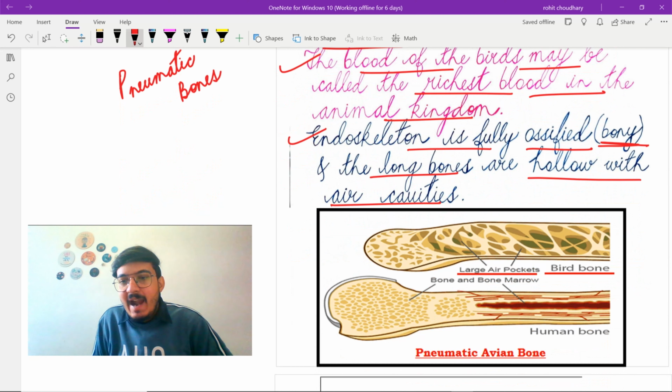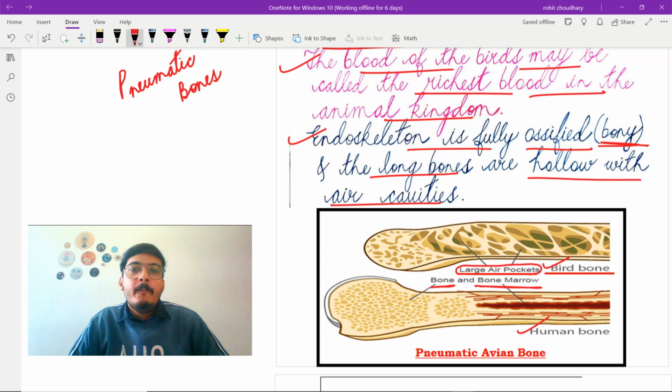Let's have a look at the bird bone and human bone, and let's see the differences between the two. As we can see, large air pockets are present in the bone of birds. But in case of human bone, bone marrow is present and bone is present. So, the large air pockets will reduce the weight of the body of the birds, and this will help them in flying. Or we can say pneumatic bones are found in case of birds.